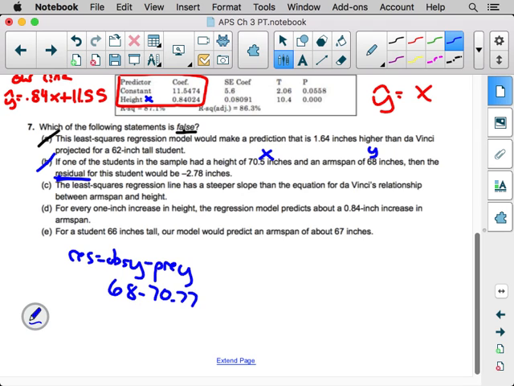C, the least squares regression line has a steeper slope than the equation that Da Vinci is using. All right, so slope. Again, which component here is slope? 0.84. So 0.84, what would his slope be? 1. So is it true, do we have a steeper slope than Da Vinci? Do we? No, ours is shallower, isn't it? Okay, so C, yeah. Isn't C wrong? Yeah. So I think C is what we're looking for. But again, wouldn't it be an awesome idea? Shouldn't you keep checking?